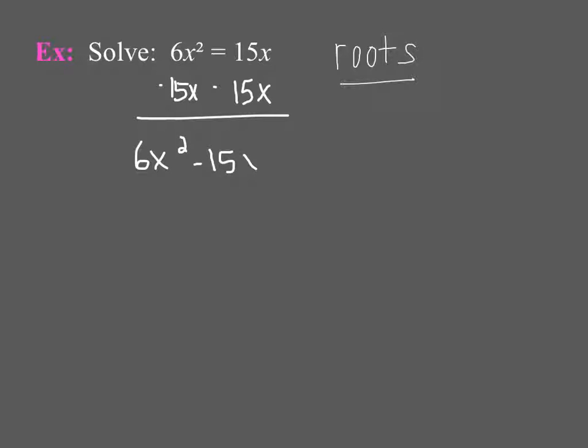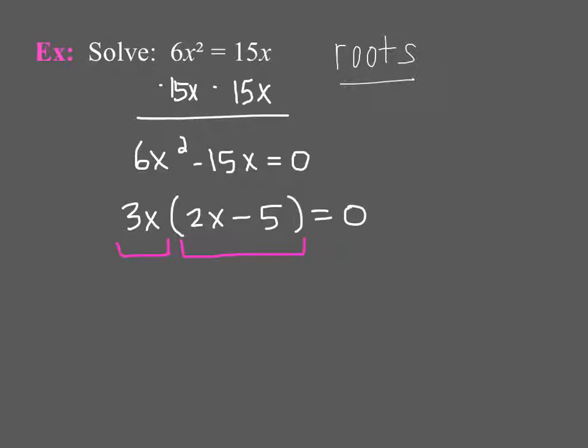And now that it equals 0, I'm ready to factor. You're not ready to factor ever until it equals 0. The GCF of 6x squared minus 15x will be 3x, which leaves you with 3x times 2x minus 5 equals 0. So now because you're multiplying 3x by 2x minus 5 and getting 0, that either means that 3x equals 0 or 2x minus 5 equals 0.